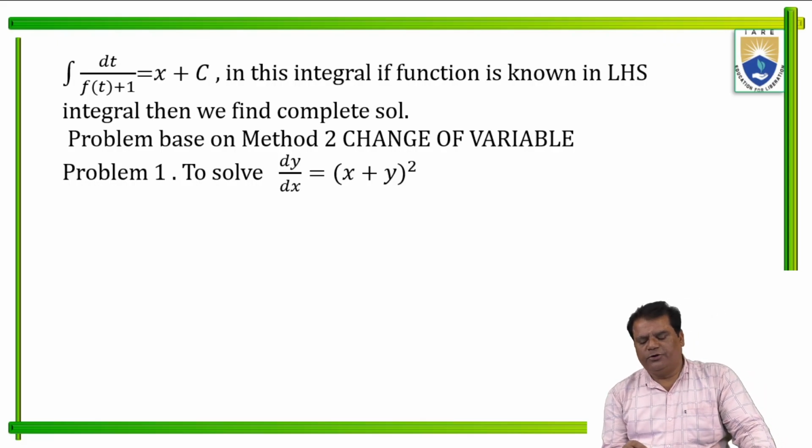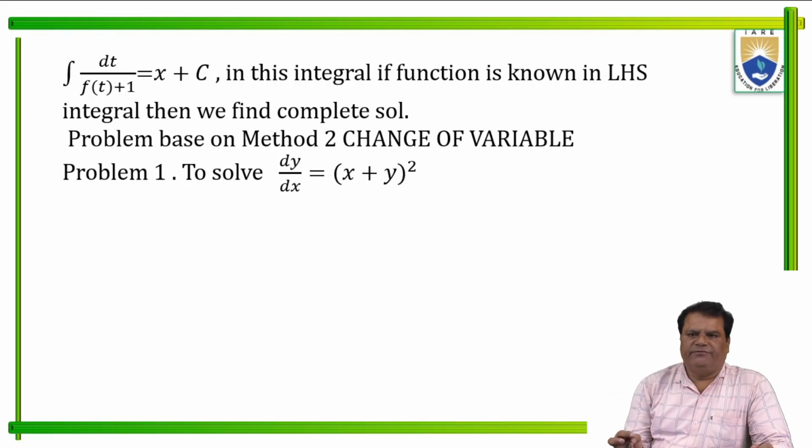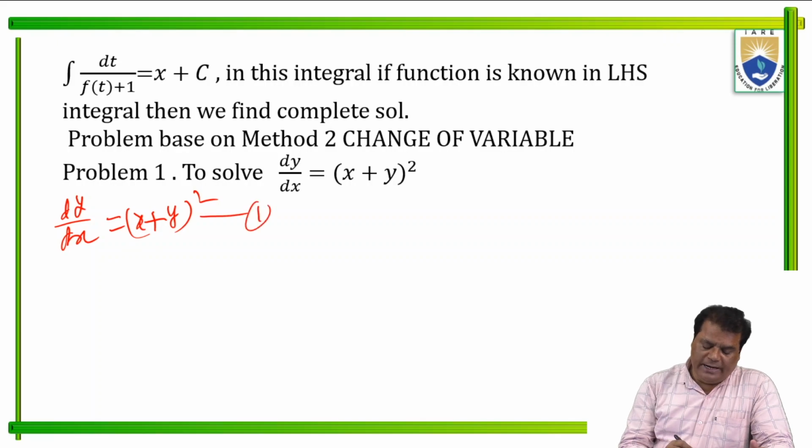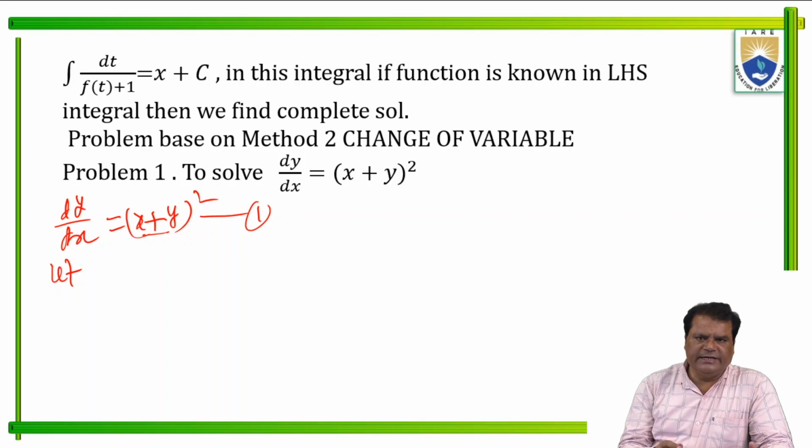Now a problem based on method 2, change of variable. How can we solve this problem? I am solving this problem completely. Here dy/dx is equal to (x plus y) the whole square. This is equation 1. Here it should be the square of x plus y, so in place of x it is x plus y. Here there are two variables, x and y.